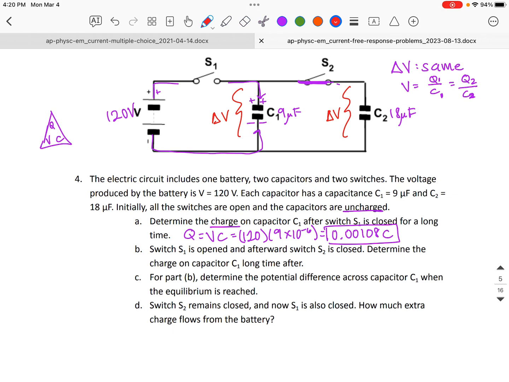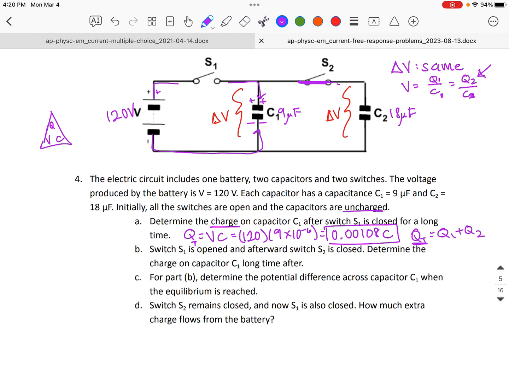So what we also know is the fact that the total charge, which we calculated in part A, Q total, is equal to the charge in Q1 plus Q2. That's conservation of charge. So as it transfers, some of the charge is going to go to C2, some of the charge is going to go to C1, depending on the capacitance. Because we do know what Q total is, and we have too many unknowns in our equation up here, we can substitute.